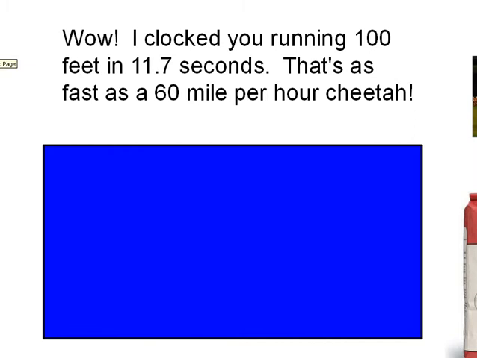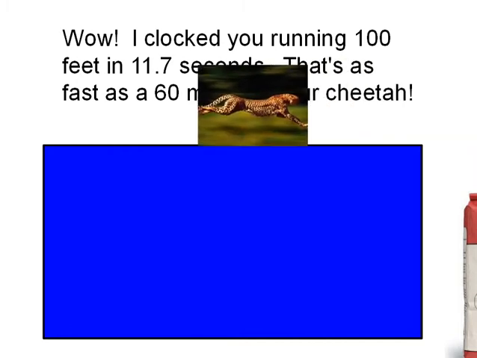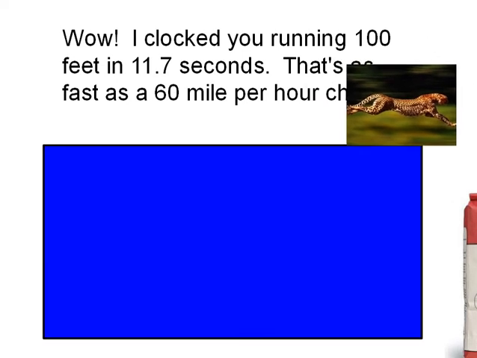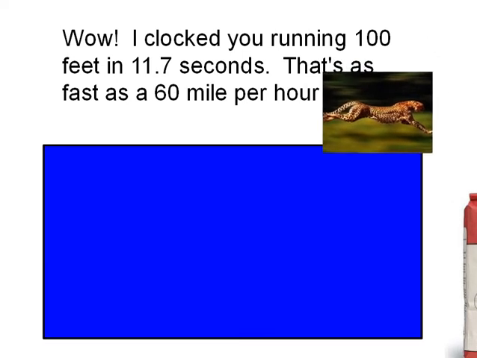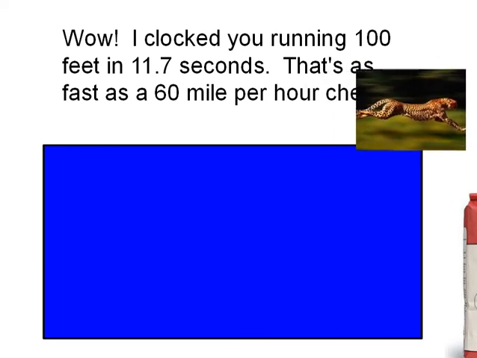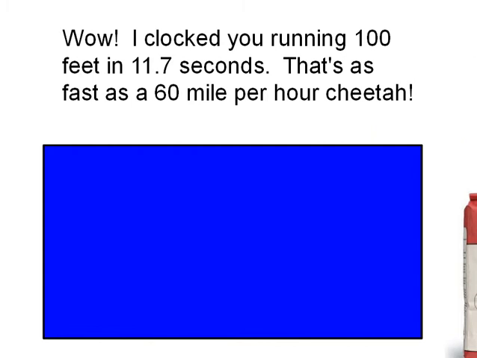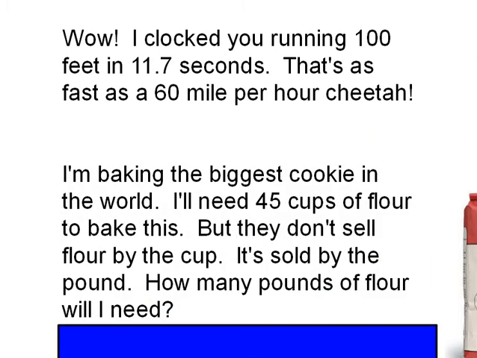Here's a confusing one. Wow, I clocked you at running 100 feet in 11.7 seconds. That's as fast as a cheetah at 60 miles per hour. Really? Is it? 100 feet in 11.7 seconds? How can I convert that? We're going to take a look and see how, not right now.